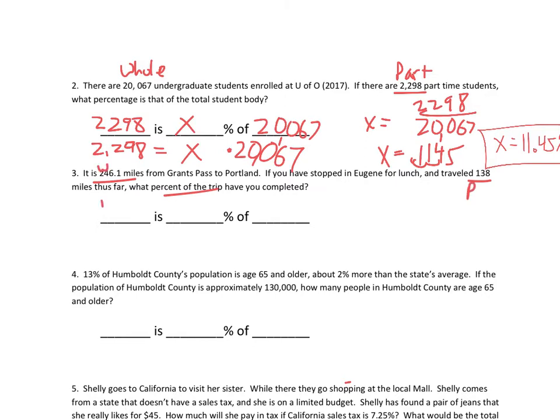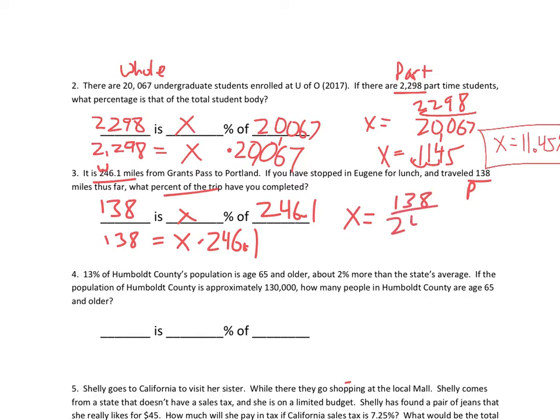So 138 is X percent of 246.1. All right. So make an equation. 138 equals X times 246.1. Right? And so we divide both sides by 246.1. X equals 138 divided by 246.1 because we're trying to get rid of that 246.1.